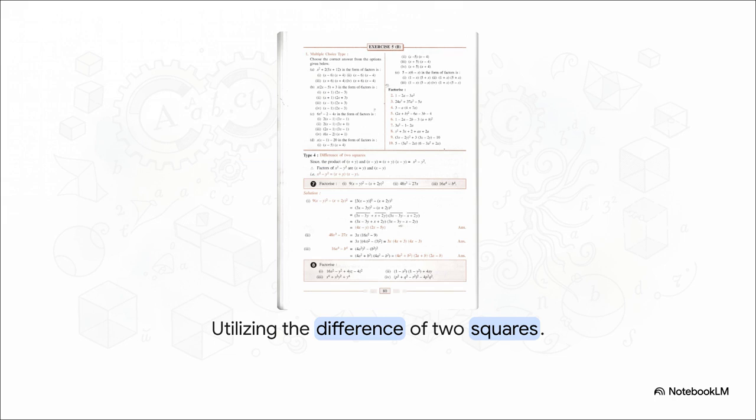And you can see how powerful this specific tool is. Even an expression as scary looking as 16a to the power of 4 minus b to the power of 4 instantly breaks down. Just view it through the lens of our squared formula tool, turning it into 4a squared, squared, minus b squared, squared, and it just cascades down into perfectly neat factors.